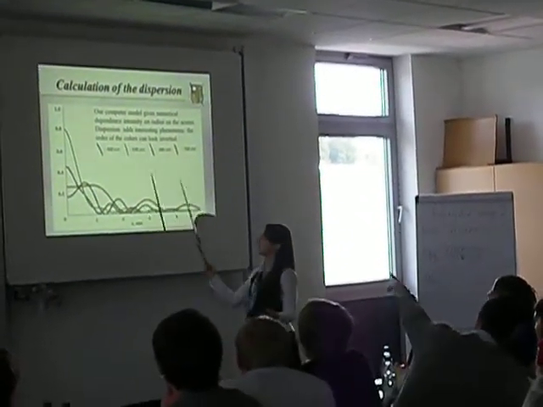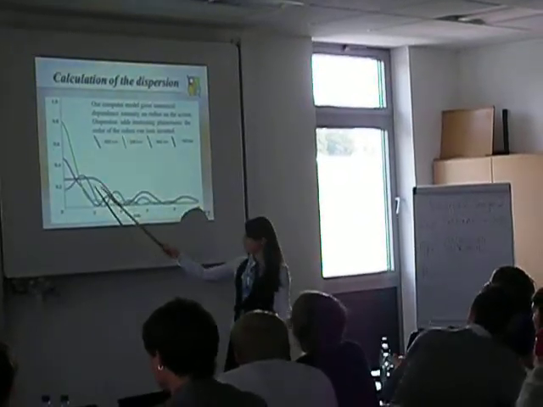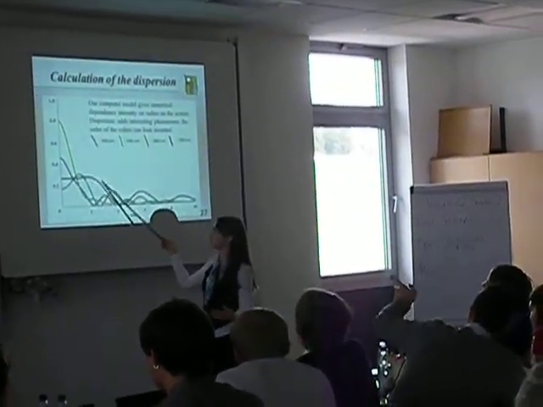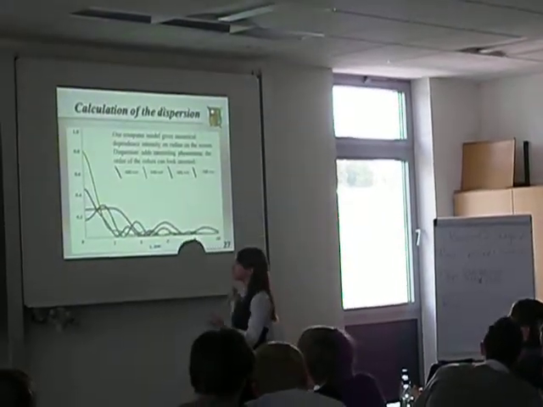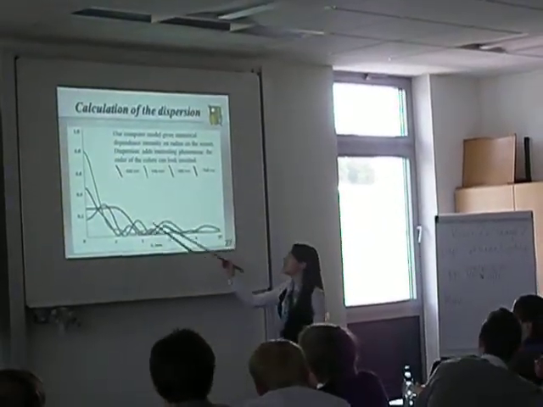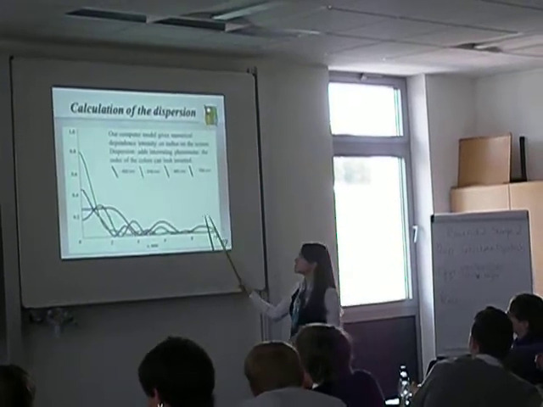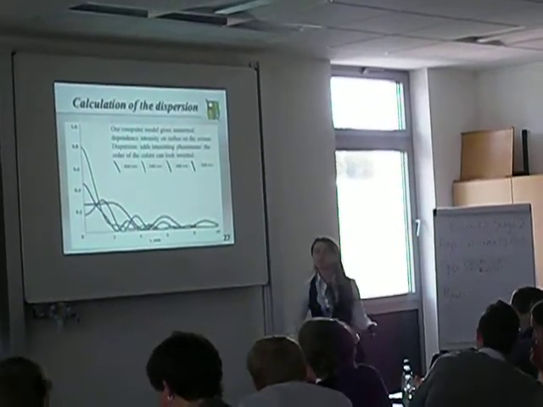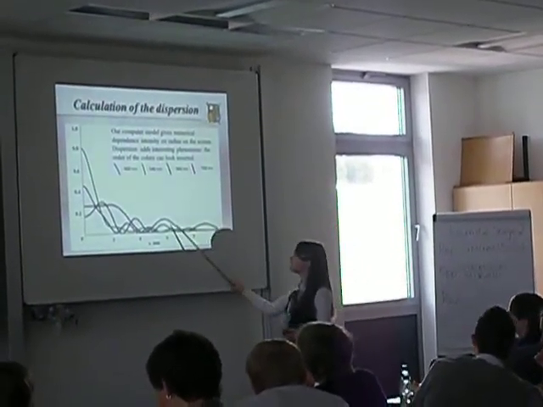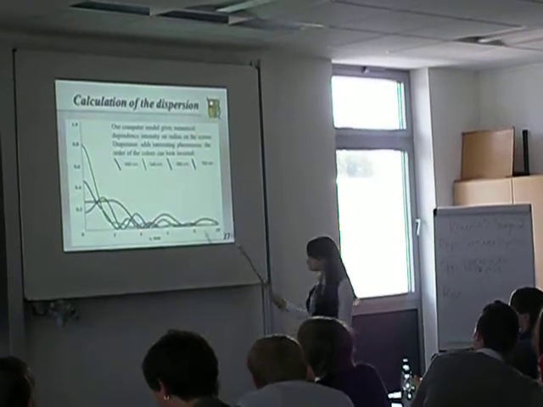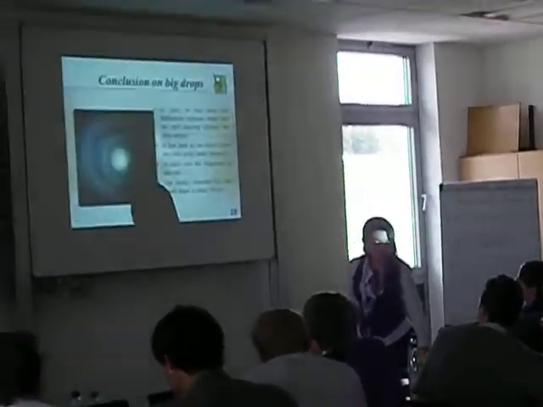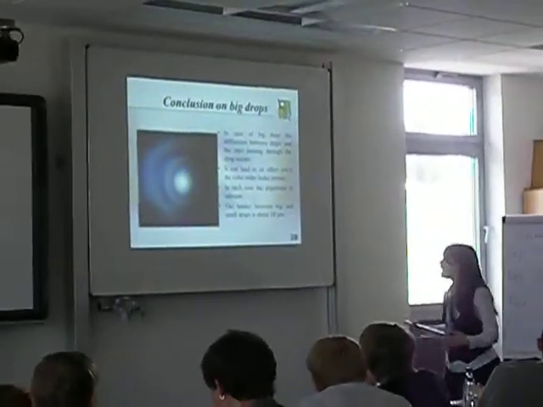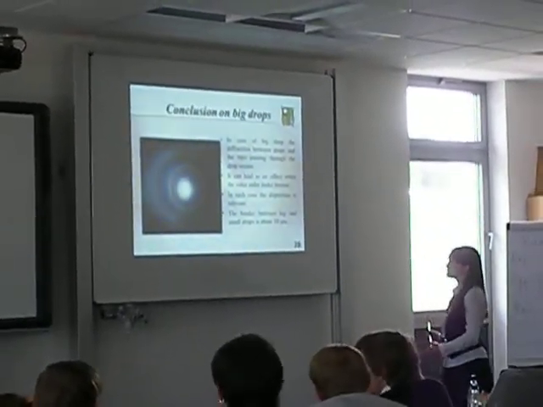And we built the theoretical distribution using the Huygens-Fresnel equation, and we can see that in some cases we can observe that, for example, red peaks are more intense than blue peaks. We can observe this in theory, but in experiments we can't see it, because the intensity of these peaks in experiments is really small. Now about the conclusions about the big drops.